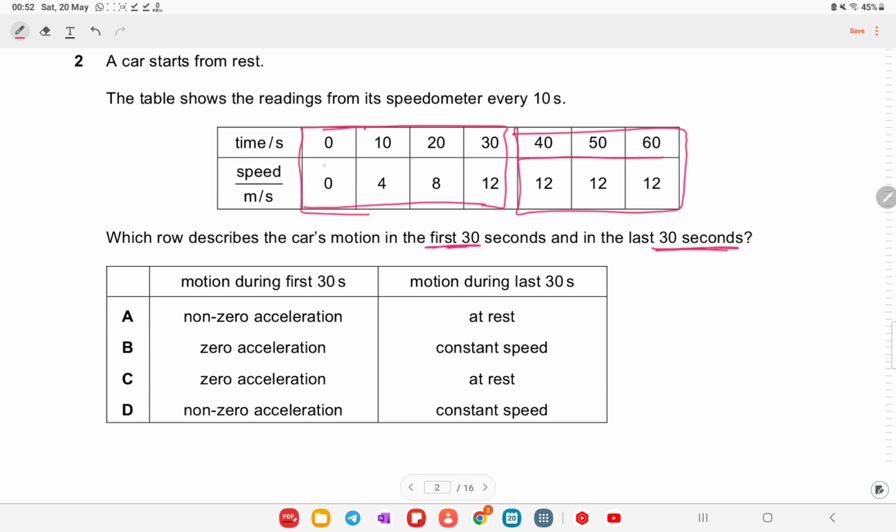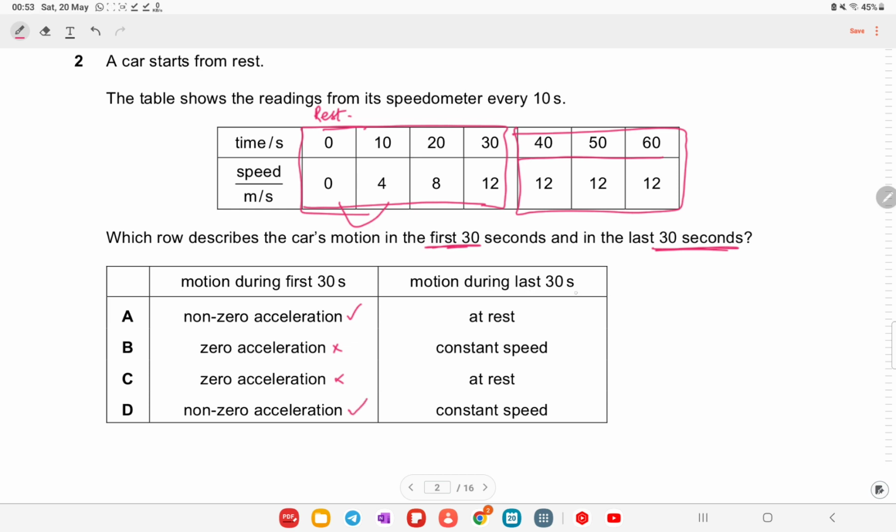So the car is at rest. Which rows describe the car motion? Motion during the first 30 seconds is non-zero acceleration. Zero acceleration, no, because if you do the calculation, 4 minus 0 upon 10, if you take the slope, it's not going to be 0. 8 minus 4 divided by 10, and then 12 minus 4 is going to be like that. So zero acceleration, no, so option A or D can be possible.